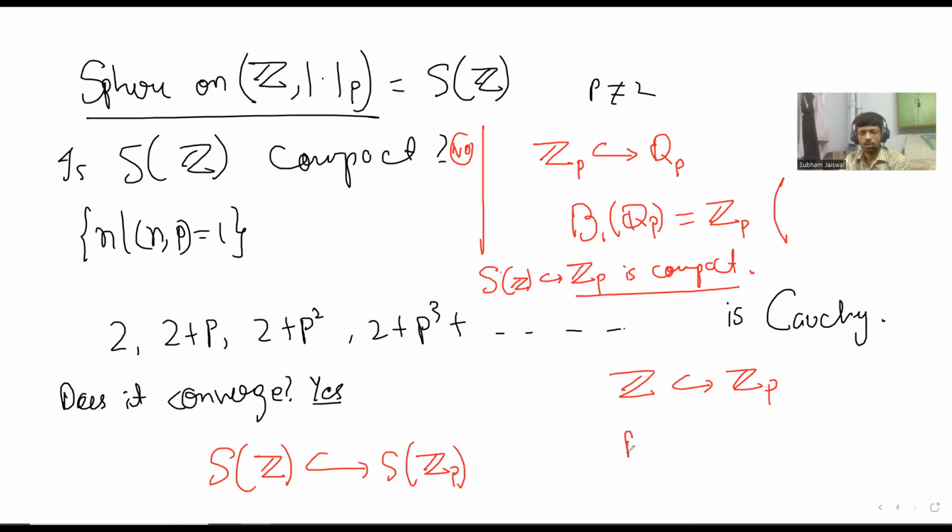Right, that is easy. When you take m by n, then you define the norm to be p to the minus VPM plus VPN. So one of them would be zero, but that's fine.